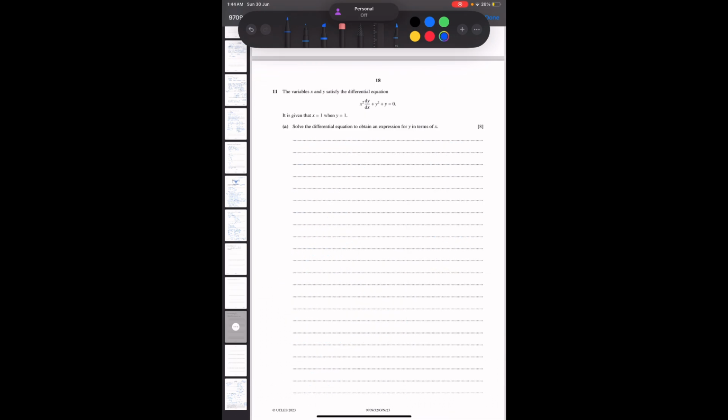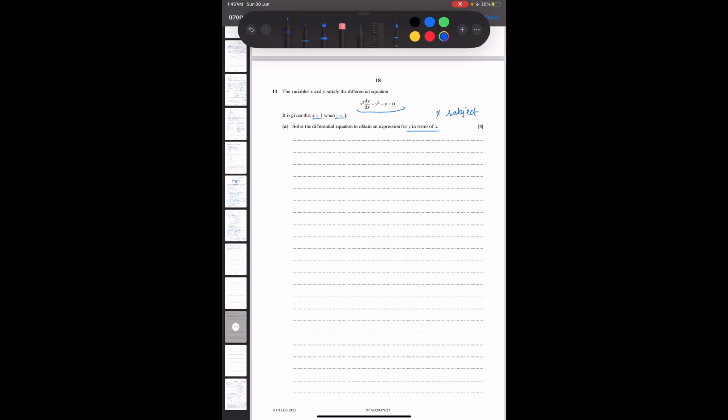Moving on to question number 11. The variables x and y satisfy this differential equation. It's given that x equals 1 when y equals 1, and we have to solve the differential equation to obtain an expression for y in terms of x. So that means that we have to make y the subject.